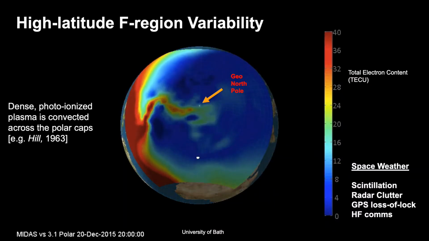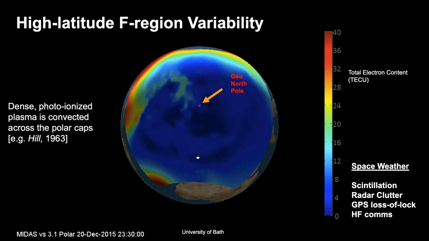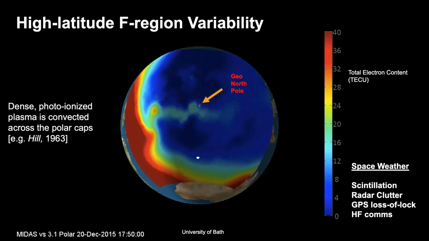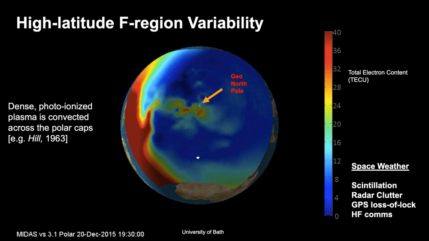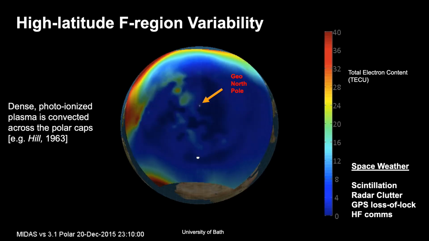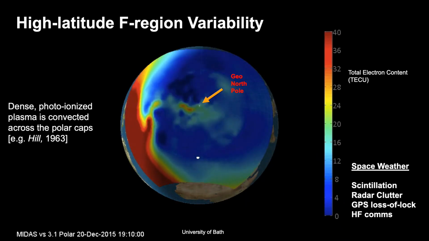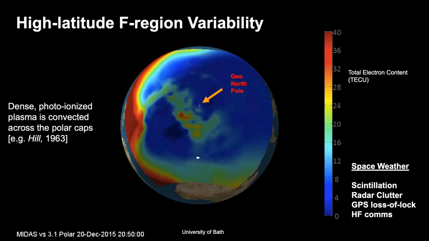This is a movie of total electron content in the northern polar cap. Total electron content is the height integrated ionospheric electron density. In this case, it comes from the University of Bath's MIDAS GPS-based tomographic algorithm. Geographic north is marked, and Africa is visible in the bottom of the image.